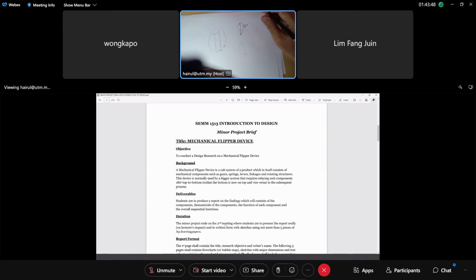Are you listening or not? Any device. Banyak, a lot of things, macam a lot of gadgets, toys or simple devices. When you press the handle, it will flip.